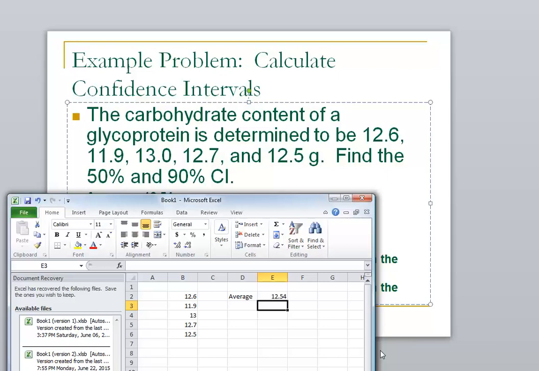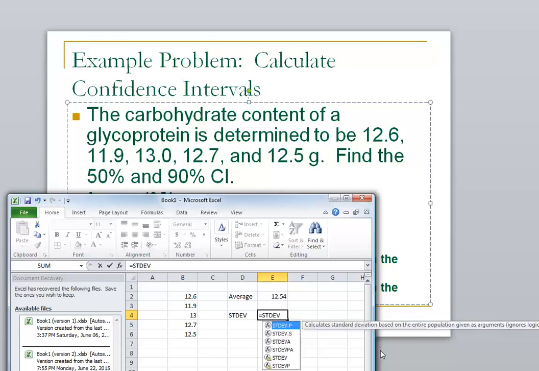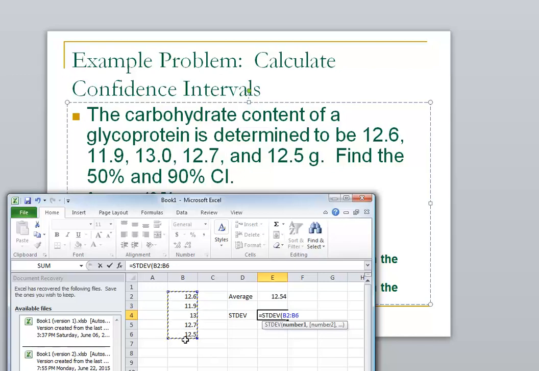I also need the standard deviation. So instead of writing out standard deviation, I just type in STDEV. I want it to do the calculation for me. I don't want to do the standard deviation by hand. Are you crazy? Equals STDEV. Open the parentheses up. And again, it's waiting for the numbers. So I highlight them, close the parentheses back, hit enter. There's my standard deviation.